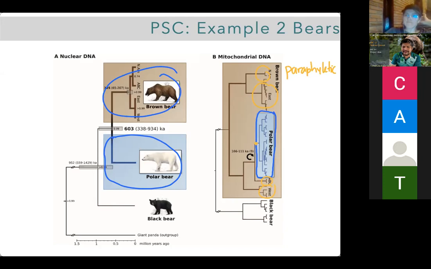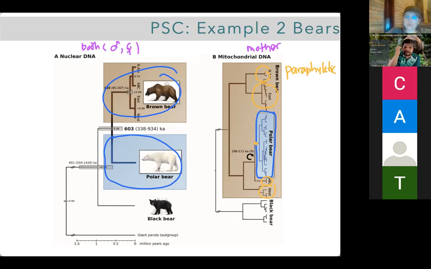So like, what? Nuclear says one thing, mitochondria say another. Which one should I believe? Is mitochondria better than nuclear? Is it not? Which one is the right answer? It turns out you have to think about the inheritance of nuclear DNA and mitochondrial DNA, right? Because mitochondrial DNA only passes on to the mother, but nuclear DNA passes on from both sides, both mom and dad.